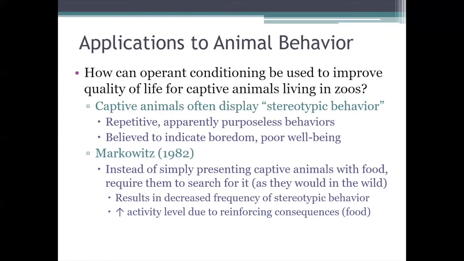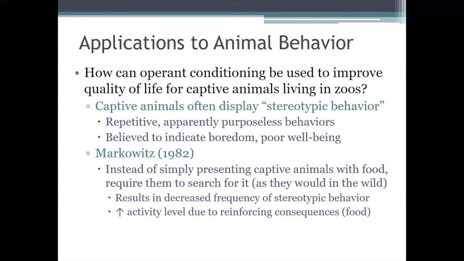But now that the food was scattered and hidden around its enclosure, the bear became more active because that higher activity level now had reinforcing consequences. It resulted in food. And as a result of having to look for their food like that, captive animals do typically become less bored, as indicated by a decrease in their stereotypic behaviors.